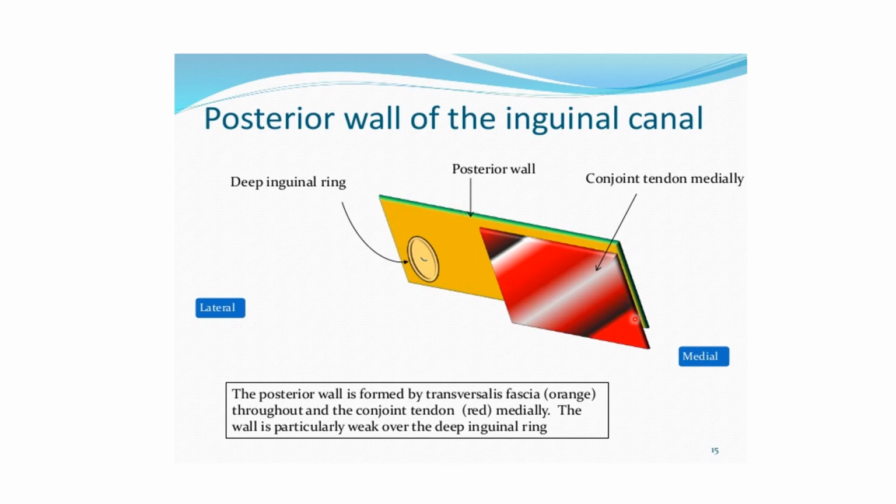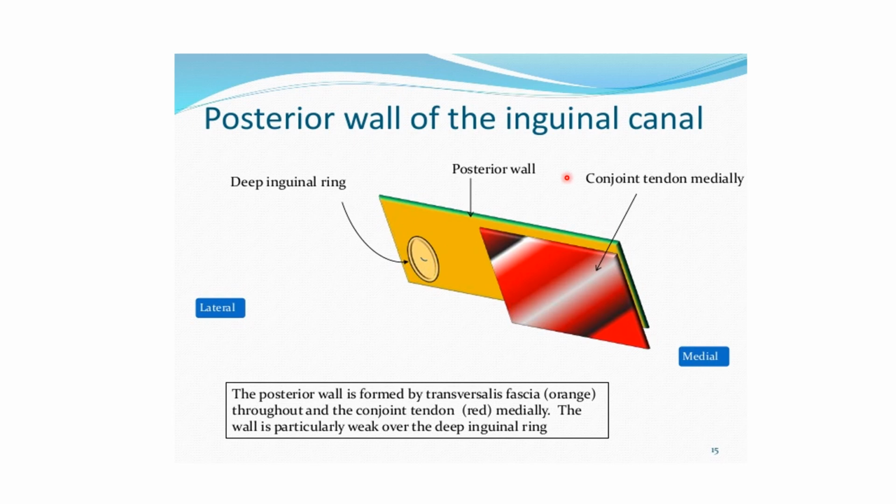Over here in its medial 2/3 you can see this posterior wall is reinforced by the conjoint tendon, and you know what the conjoint tendon is: the lower fibers of transversus abdominis and internal oblique muscle combine together and form a common tendon that is inserted on the pubic crest and pectineal line. Basically the fleshy fibers of the internal oblique and transversus abdominis arch over the contents of this inguinal canal, and while arching they combine and form a tendon known as the conjoint tendon, inserted on the pubic crest and pectineal line of the pubic bone.